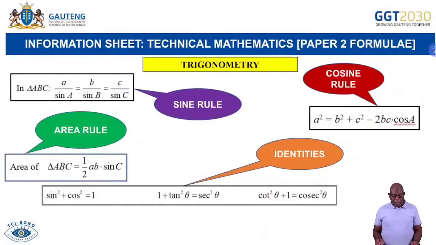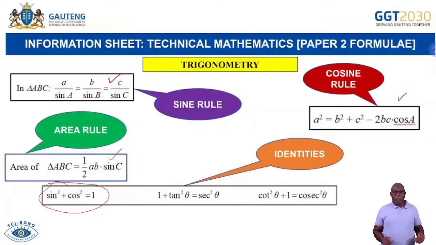Right. Now, in trigonometry, you're going to apply these formulas. This is the cosine rule. This is the sine rule. This is the area rule. And then we have the identities, of which this one is a famous one. I call it a famous one because it's always like that.